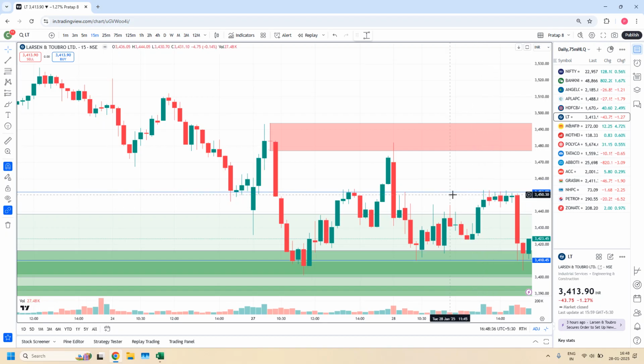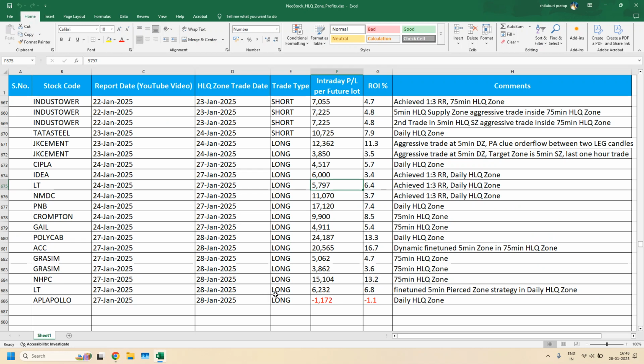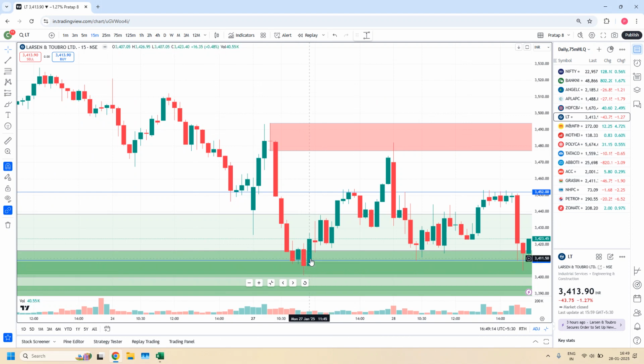So that way you should have booked your profit. And how much profit would you have got in L&T? 6,232 rupees profit, which is 6.8% ROI, close to 7%. See, this is a fine-tuned 5 minutes piercer zone strategy in the daily high liquidity zone. And moreover, I indicated this yesterday itself. In yesterday's HLQ zone analysis, I already made my statement: focus on this area. You can apply piercer zone strategy here. That is what I told yesterday, and today luckily we got the trade.